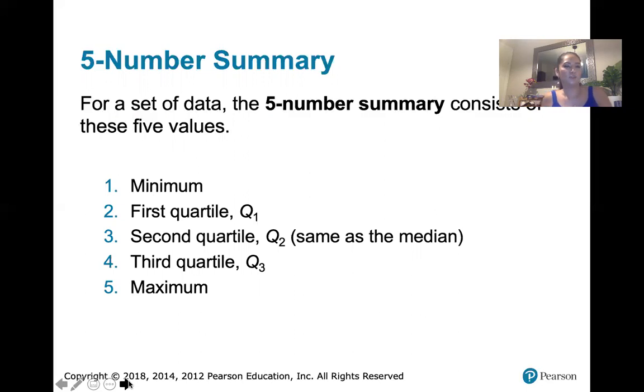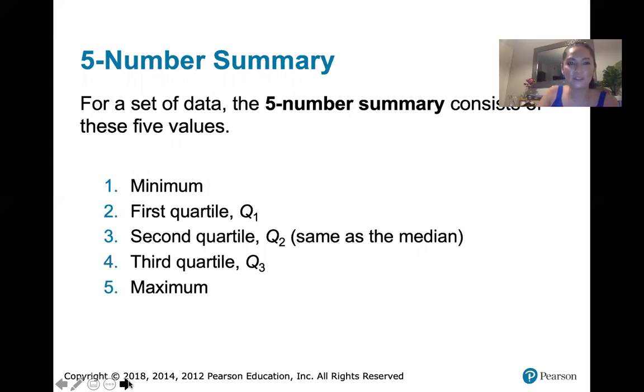But it also shows me where the bottom 25% of the values lie, and where the next 25% of the values lie, and where the next 25% of the values lie, and then where finally the last 25% of the values lie. So this is very helpful in summarizing how that data is distributed, or how that data varies and how these numbers compare to each other when we look at them all together.